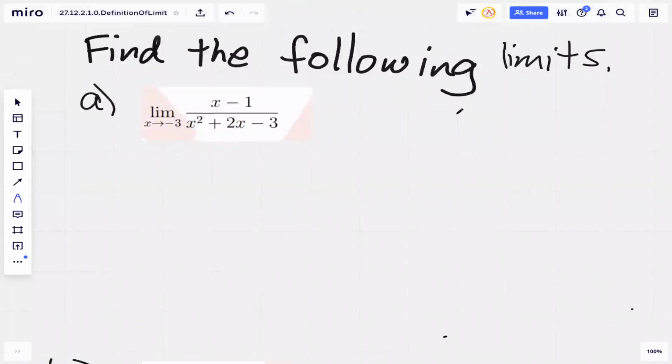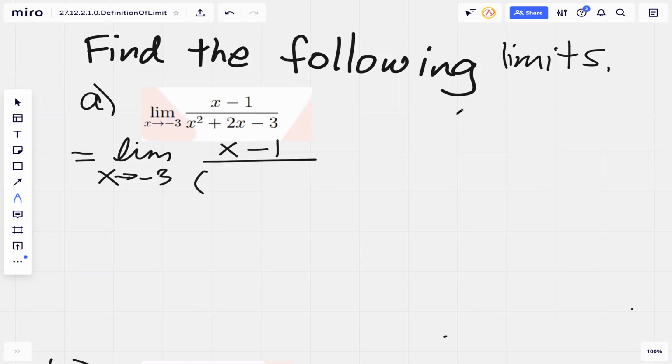Okay, so first we have the limit as x approaches -3 of (x minus 1) over (x squared plus 2x minus 3). So let's start this. So first thing we're going to do is we always want to keep the limit symbol and x approaches -3, we want to always continue writing this until we actually take the limit. But we're first going to start by factoring the denominator.